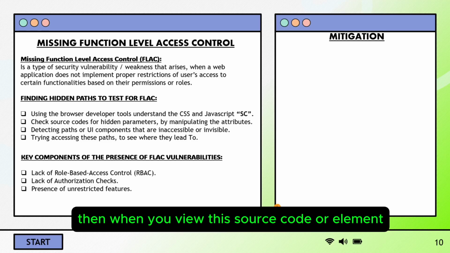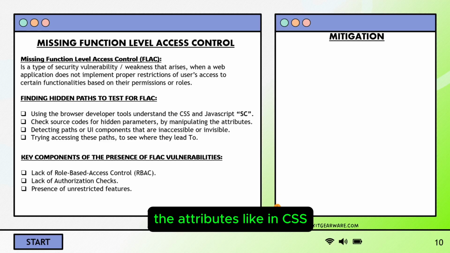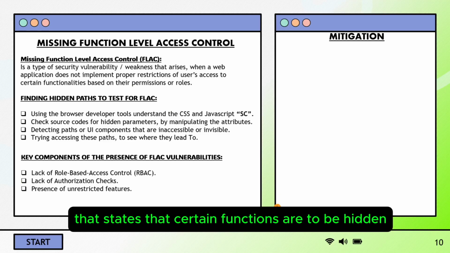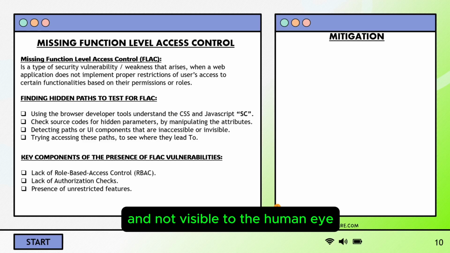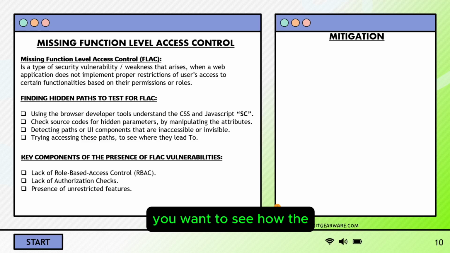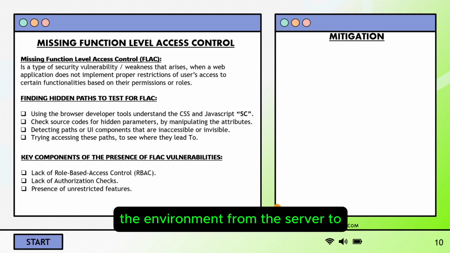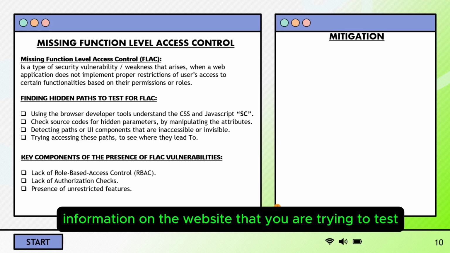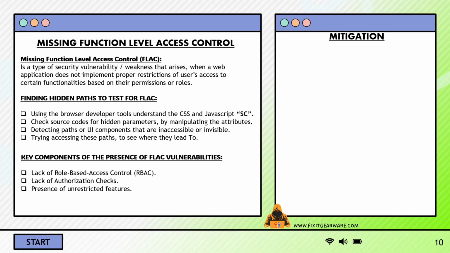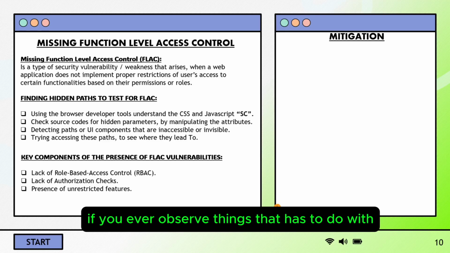Then when you view this source code or elements, try to understand how these codes are written, the attributes. Like in CSS, there are certain attributes that state that certain functions are to be hidden and not visible to the human eye. Or let's say the JavaScript, you want to see how the source code of the JavaScript is calling the environment from the server to print out whatever information or display any information on the website that you are trying to test.